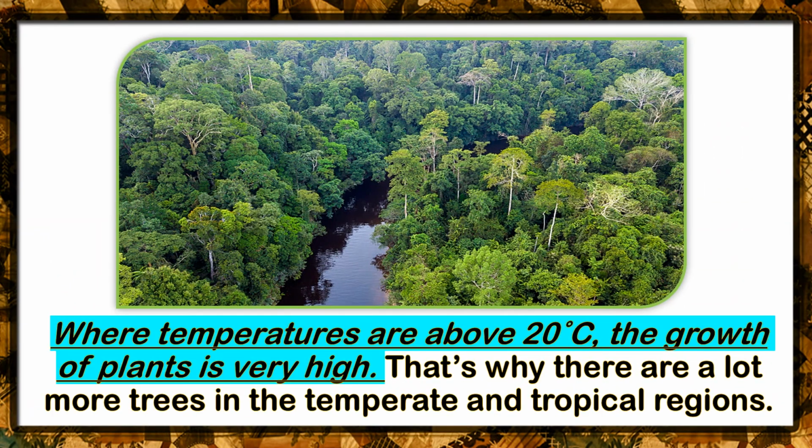Class, where temperatures are above 20 degrees Celsius, the growth of plants is very high. That's why there are a lot more trees in the temperate and tropical regions because they are near the equator. So it means the temperature is above 20 degrees Celsius. They have water sources as well and the sunlight as well. So it's no wonder why there is a lot of vegetation growth in temperate and tropical regions.